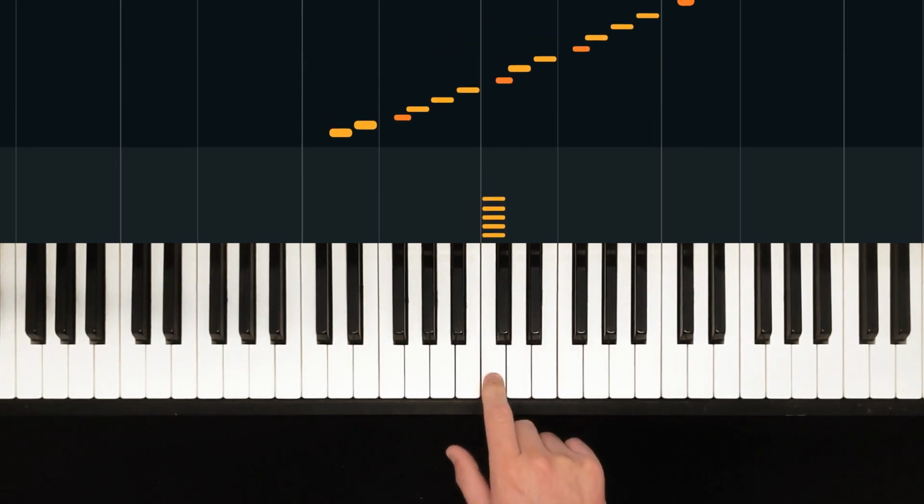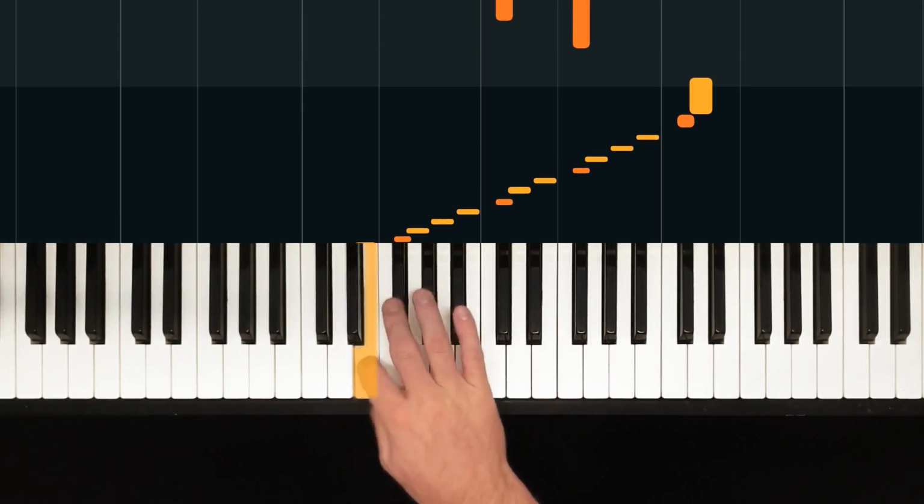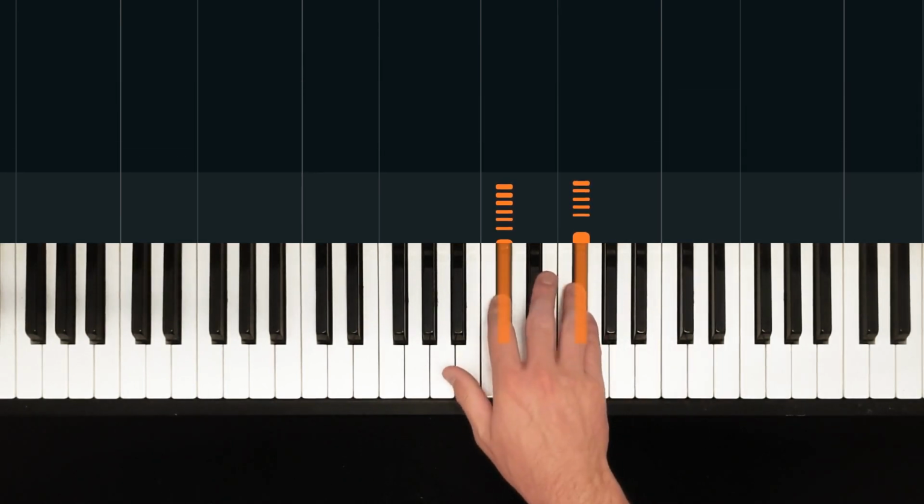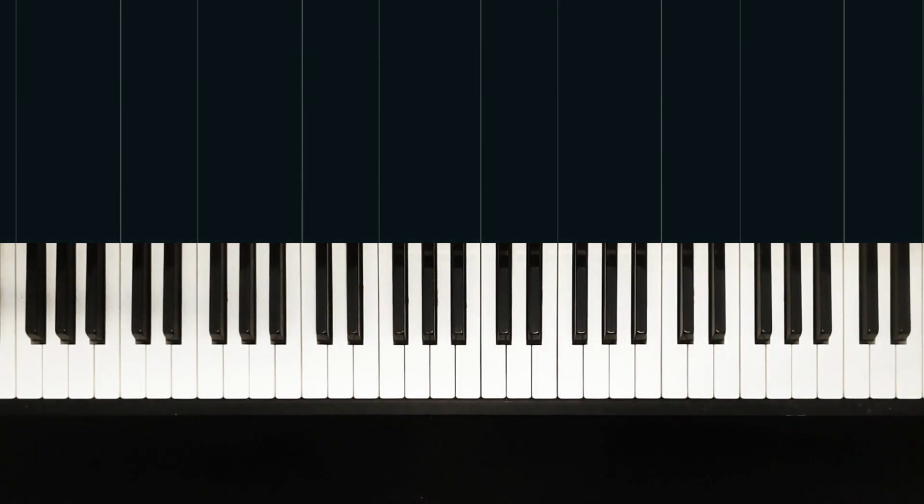This is middle C. We're playing in the key of D major today, so we've got F sharps and C sharps to think about.